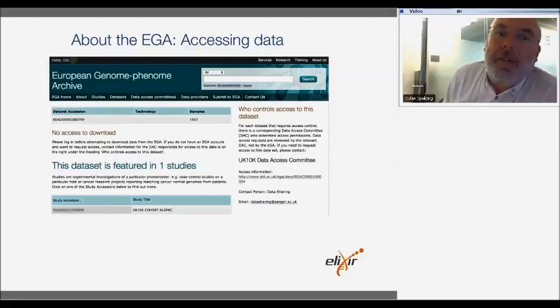So here the screenshot shows someone who's come in browsing. They can find out a certain amount of metadata, i.e. the data set, which study it belongs to, the number of samples, but they can't actually access the data at all. To access the data, they have to apply to the Data Access Committee. And the links there are down on the bottom right-hand side.